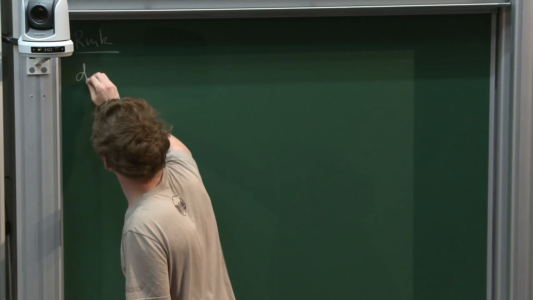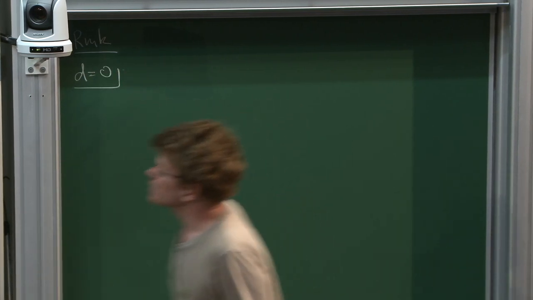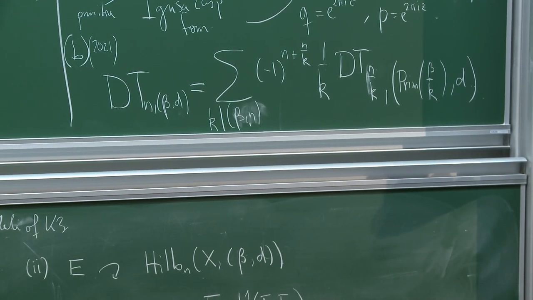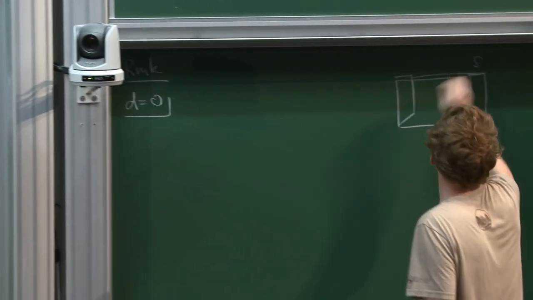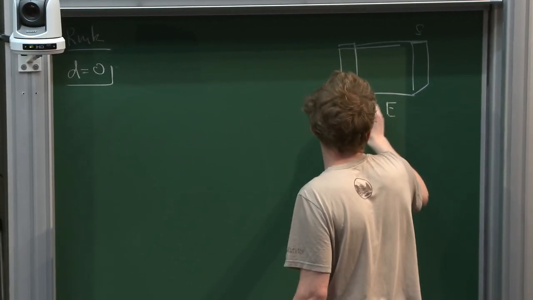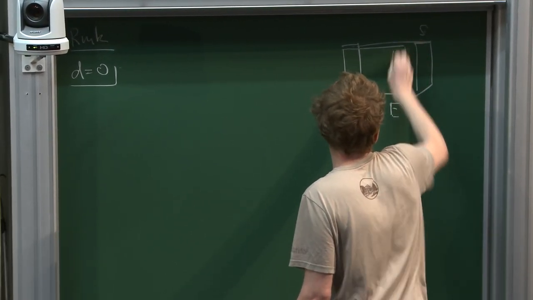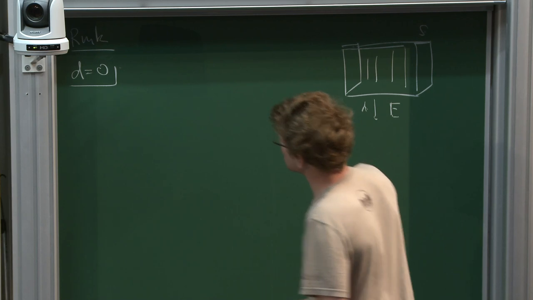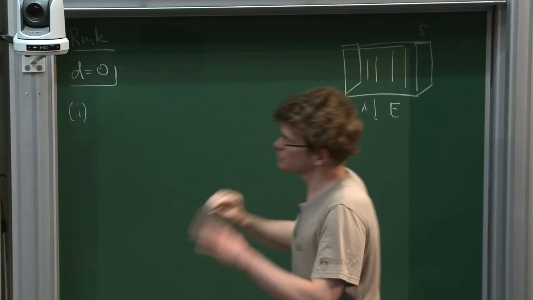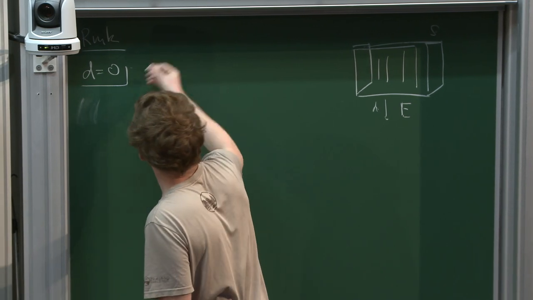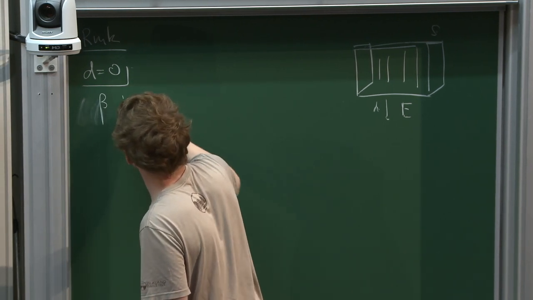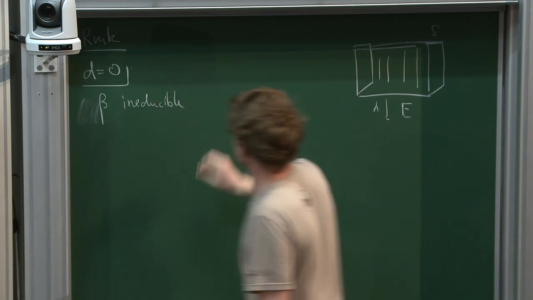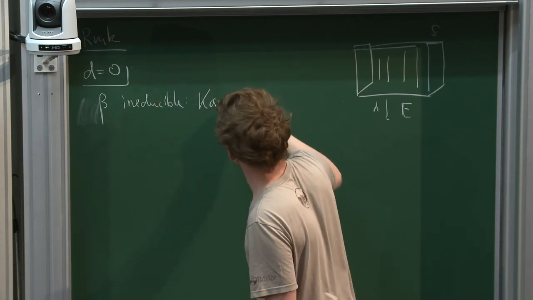So the first one is if d is equal to 0, then d is the degree over the elliptic curve, right? So we have our K3 elliptic curve here. Then we have a S here. And so if d is 0, so d is the degree over the elliptic curve, then all your curves are somehow vertical, so just live in these K3 fibers. So in this case, this statement just reduces to the K3 surface, and then somehow there are like three results that one can state here. So if beta is irreducible, this goes back to Kawai-Yoshioka.